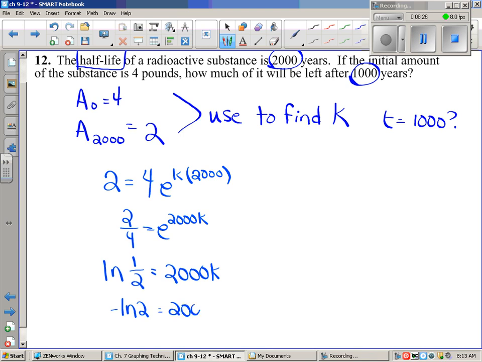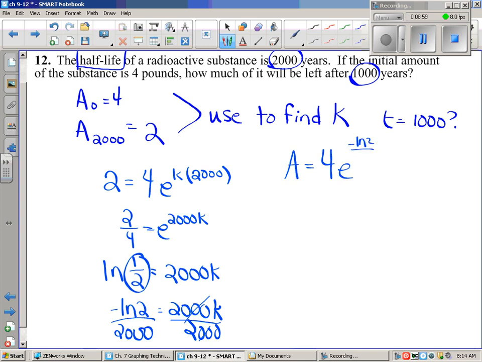If you do not, please come see me about ln's. But the bottom line is that could be written as 2 to the negative 1, and the negative 1 would run in front. Or you could see it as ln of 1 minus the ln of 2, and ln of 1 is 0. Either way, you get negative ln 2 divided by 2,000, right? You're like, oh, that's ugly. I agree. So what we have then for our k is negative natural log of 2 divided by 2,000. So what we're looking at then is that A equals 4e, and in the exponent, negative ln 2 over 2,000 times the time.